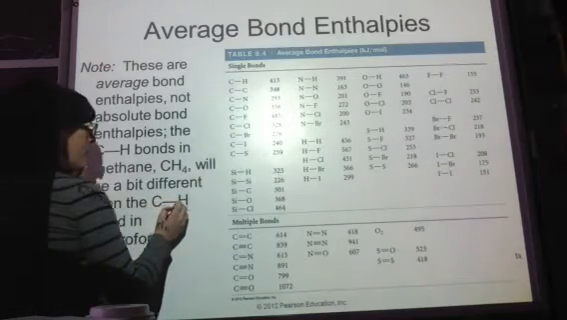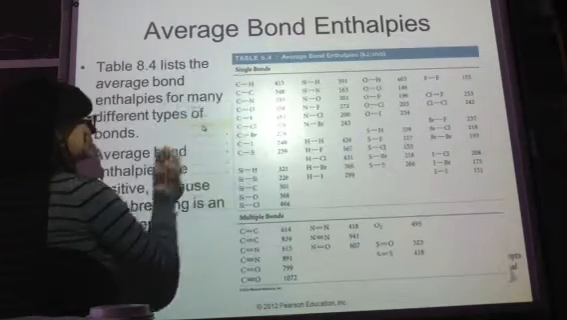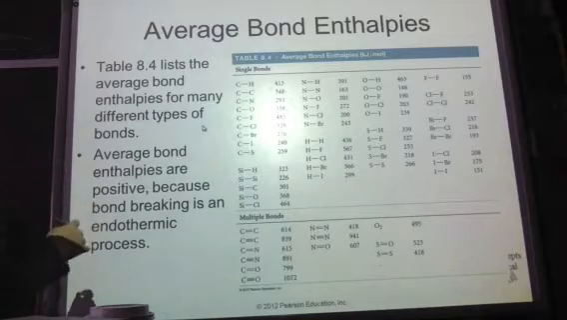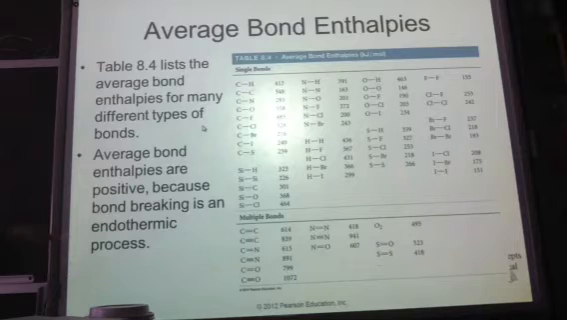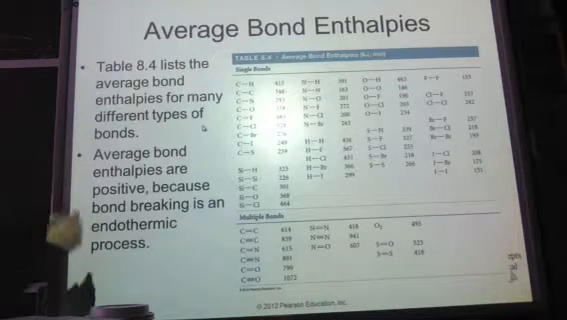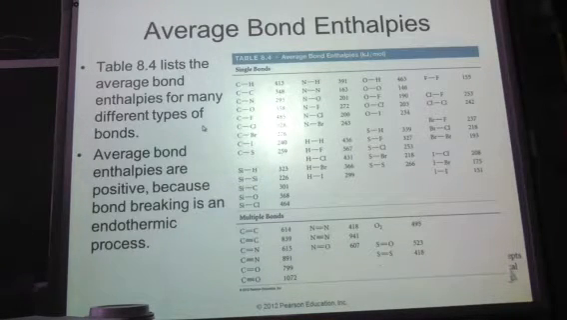I want to go back to that last slide, guys. Sorry about that. I just wanted to make sure we kept going with the average. Again, this is table 8.4 in your book. It's also found in your appendix. These are just average bond enthalpies for different types of bonds. They're positive because bond breaking is an endothermic process. Energy is always released when we're forming bonds, and we always need to absorb energy when we are breaking bonds. So energy is always required to break bonds, which is why all of these have to be positive values.